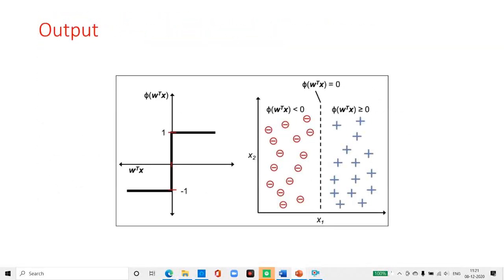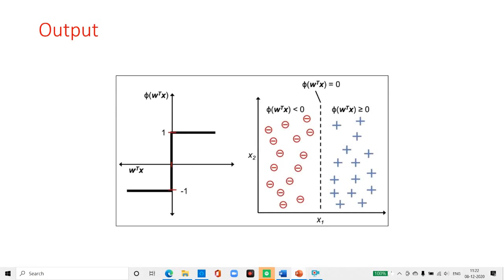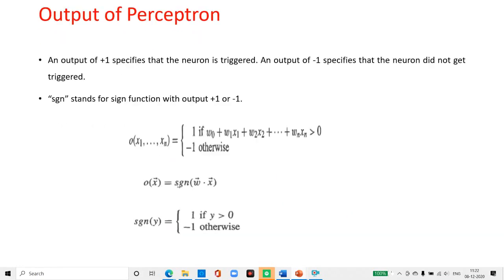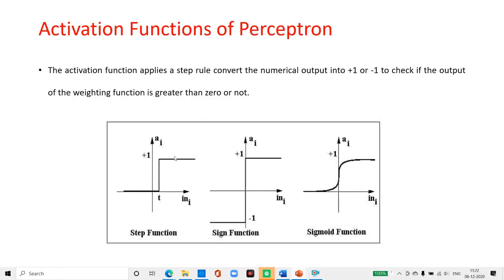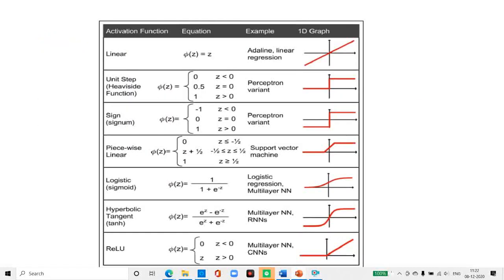So this is also a graph used in a perceptron: step function, sine function and sigmoid function. These three activation functions are used in a perceptron or a multilayer neural network. Clear? Any doubt?